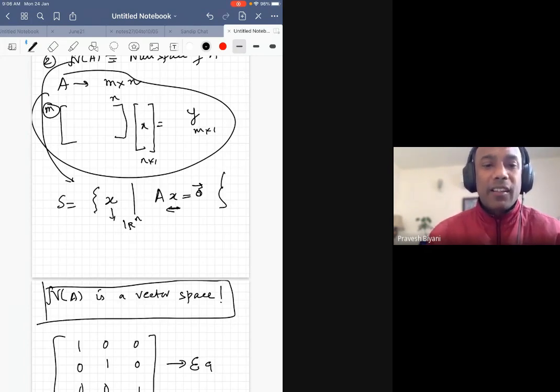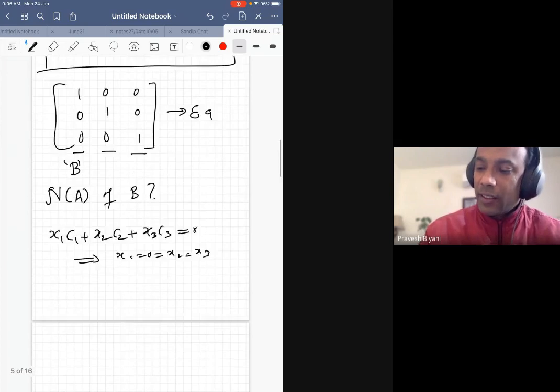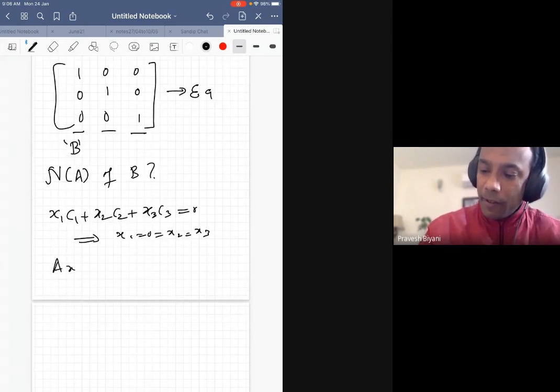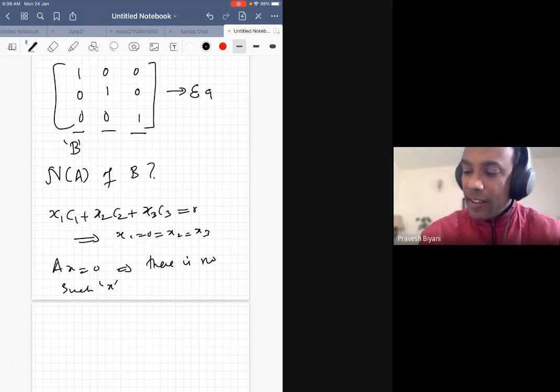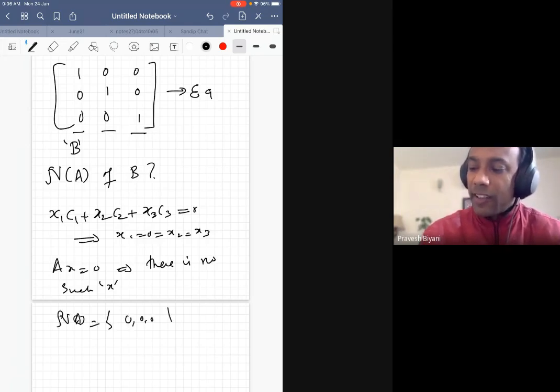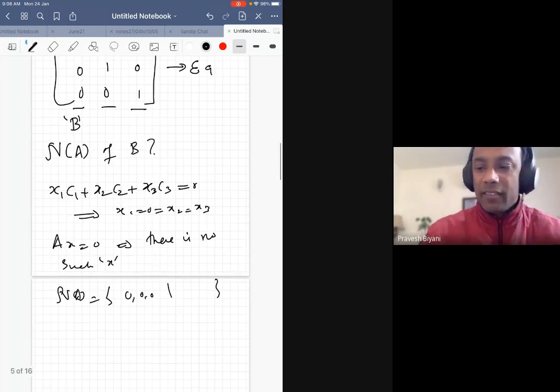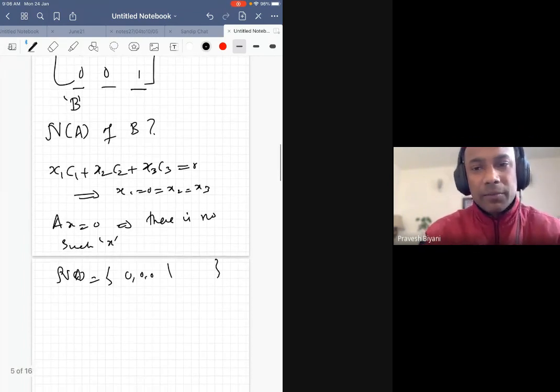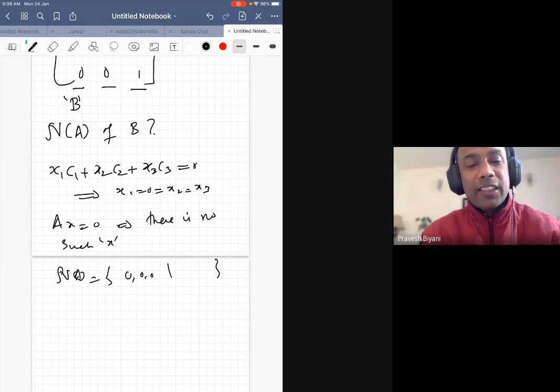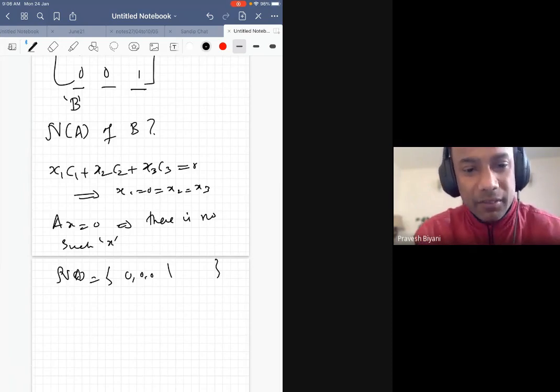But because I can't get any linear combination that will lead to 0, there exists no x other than 0, 0, 0, which means that null space of A contains only one element, 0, 0, 0. Other than that, there is no other element, right? That's it. Which means null space of A has 0 dimension, basically.